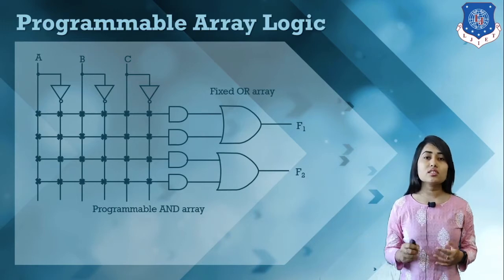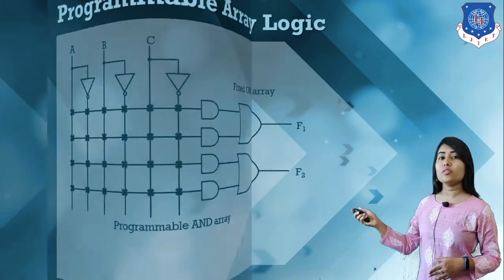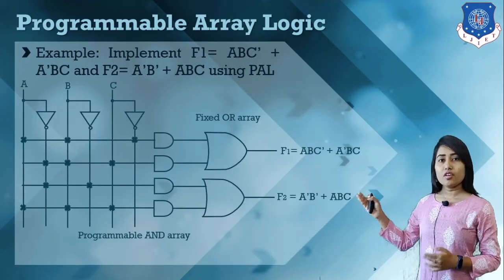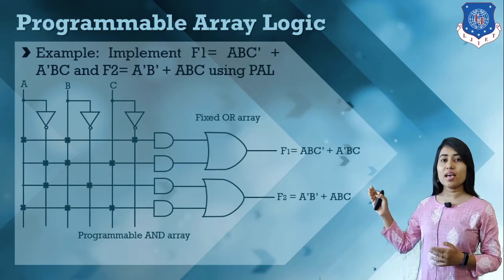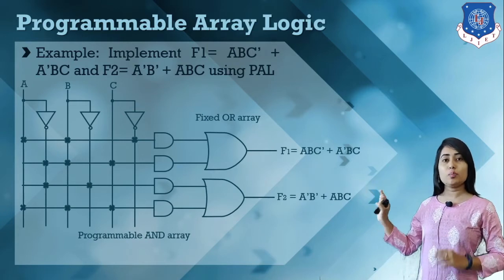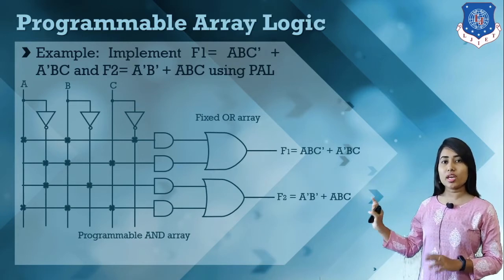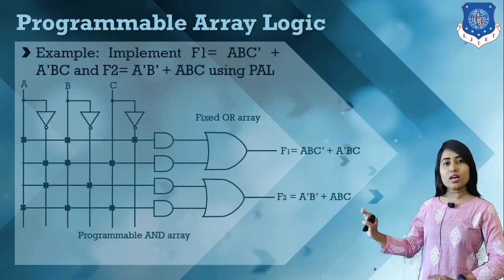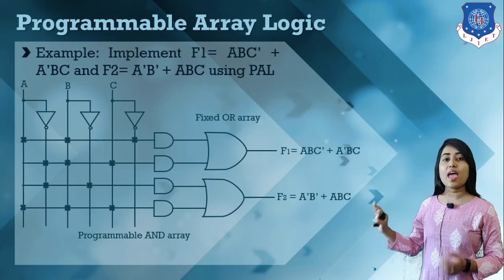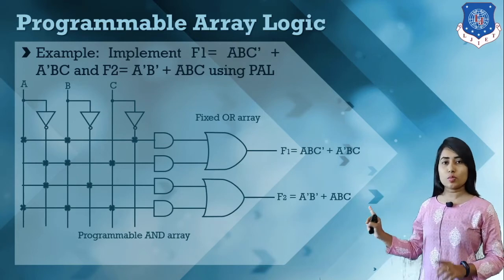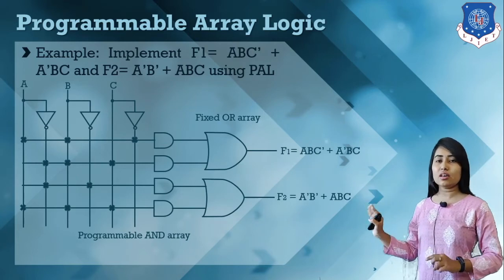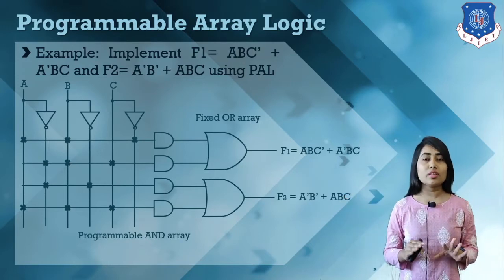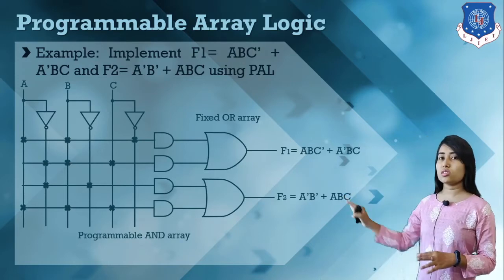So let's discuss this with one example. Implement the logical function F1 is equal to A B C dash plus A dash B C, and F2 is equal to A dash B dash plus A B C. So basically here we have two terms and we have two logical functions. So we can implement these logical functions using this kind of structure.